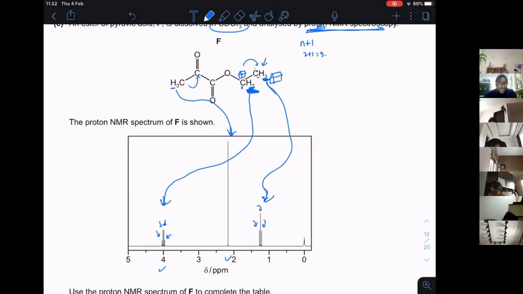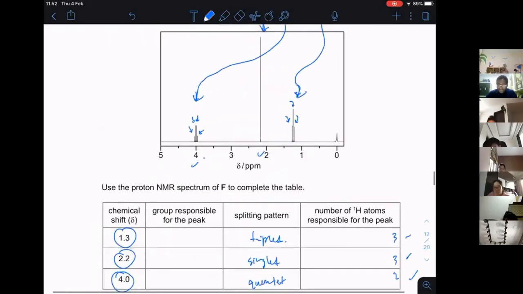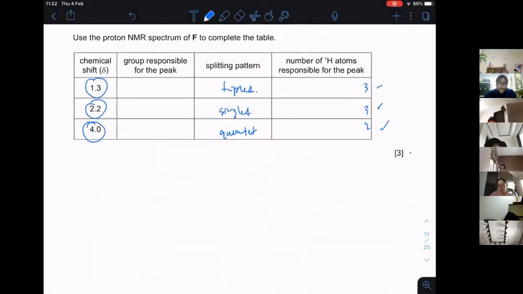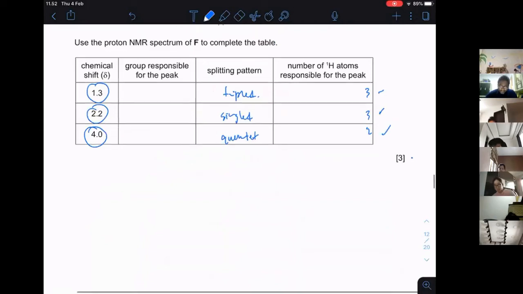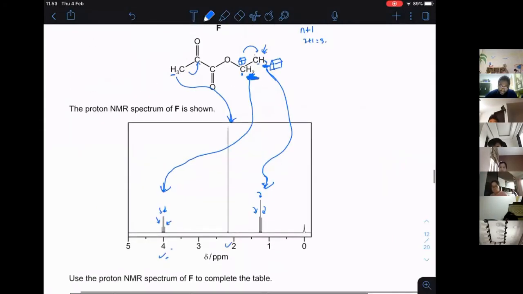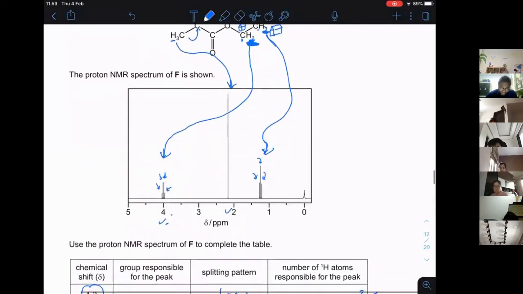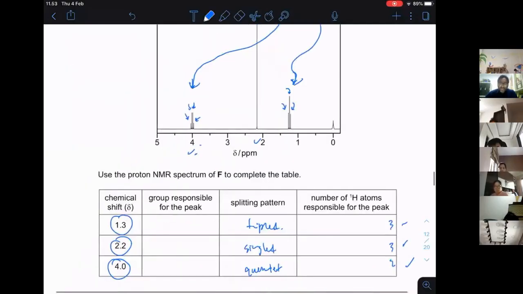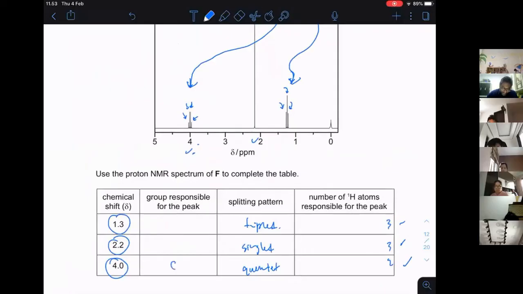Please take note of this. One of the common mistakes that students will do is they think this is CH3, and they go and add 1 and then say that this CH3 belongs to this, which is wrong. You will lose automatically 2 marks from here, which is totally wrong. So for 4, it's supposed to be for the C attached to 2H. So the group responsible for the peak is going to be C attached to 2H.